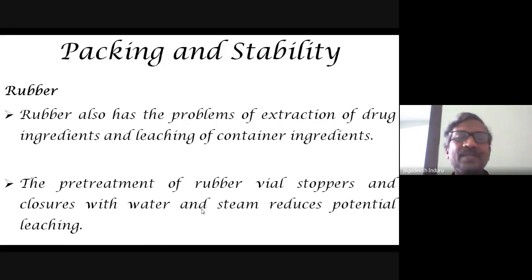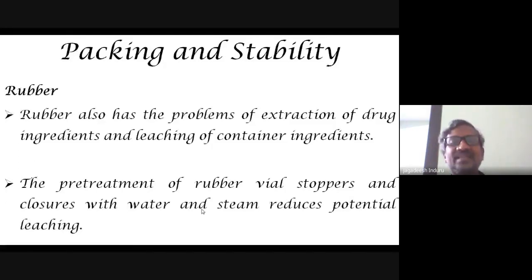So pre-treatment of rubber vial cap stoppers and closures with water and steam reduces the potential of leaching. That will reduce the damage. We are going to have less impact on our stability. This we want to do to avoid further problems.